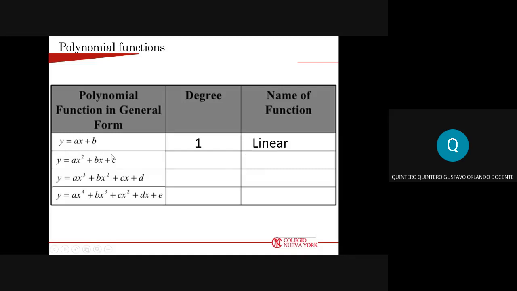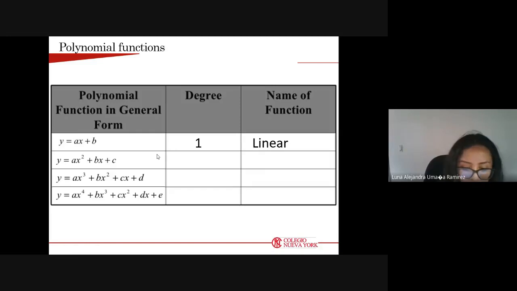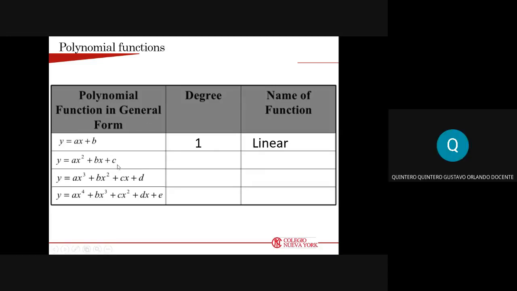Let's go with the second one. What is the degree of the second one? The teacher said that the degree was the biggest exponent. Pretty good, Luna. Pretty good, Nico Parra. I can clearly see here that the biggest exponent is 2. So the degree is 2. That's it, it's not hard. Now, what is the name of the function? We already got it from Mr. Daniel Osorio. Pretty good, Danny.